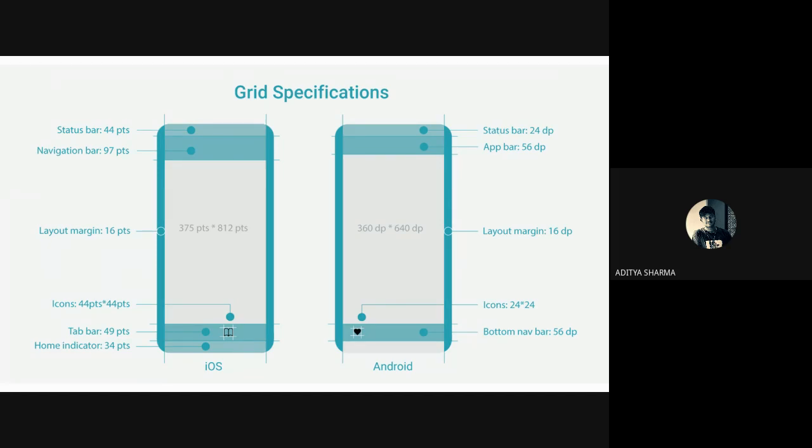Now coming on to Android, it has 24 for the status bar, the app bar is 56 dp, the layout margin is 16, the icon is 24 by 24, and the bottom navigation bar is 56 dp. The area you are seeing in the middle, the grayish area, is called the safe area.